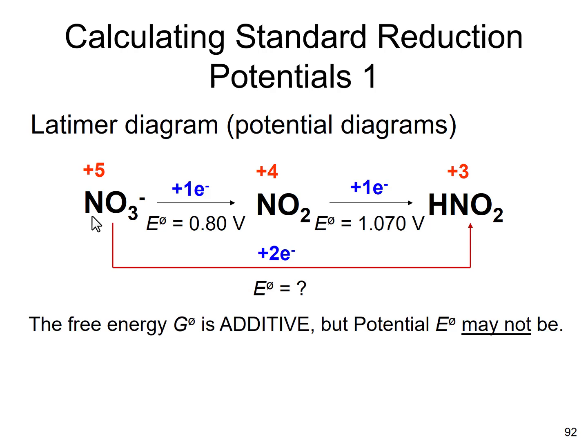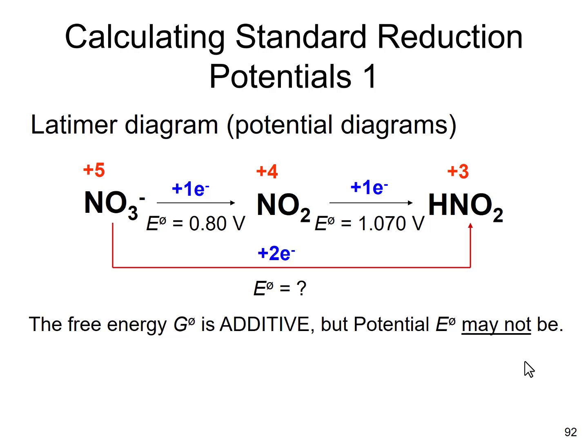Now the question is, how can you calculate the standard reduction potential going directly from the nitrate anion to the nitrite anion? So that process involves the reduction by 2 electrons. At first sight, you may suppose that you can simply add these two potentials together to obtain the standard potential for the overall process. However, this cannot be done. It's mentioned here that the free energy, G, is additive, but the potential E0 may not be. So how do you do that?